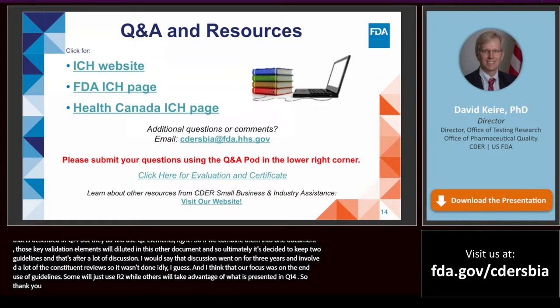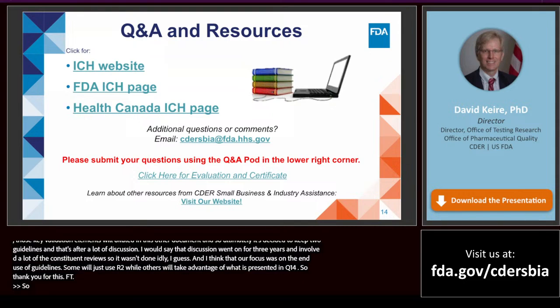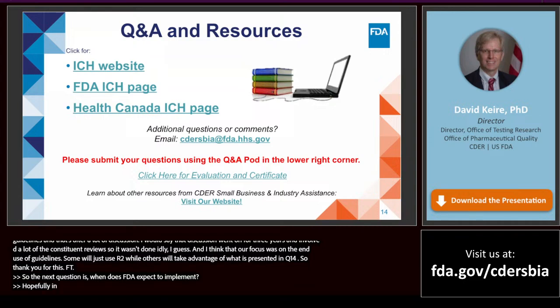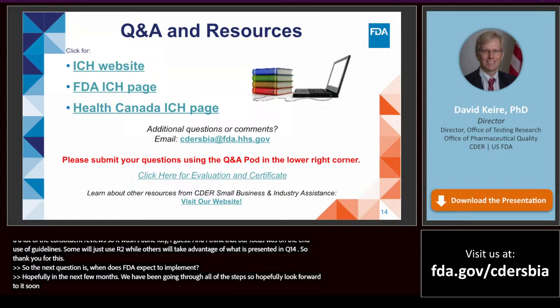Great. Our next question is, when does FDA expect to implement Q2(R2) and Q14? Well, hopefully in the next few months. We've been going through all the steps since November to get to the implementation phase. So look for it soon. Hopefully it will be appreciated when it's available. Thank you. Great, thanks, David.